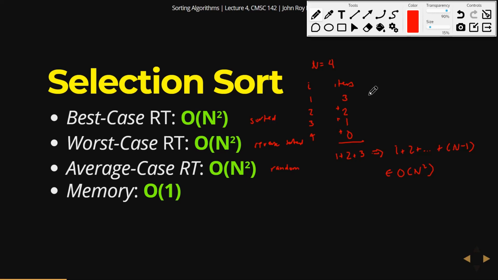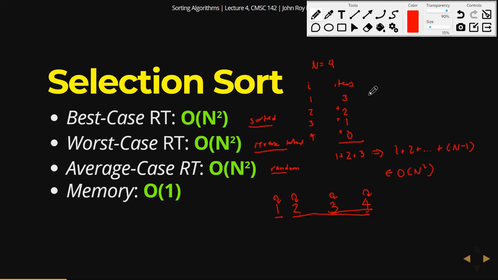Because, regardless if it's sorted or not, or randomized, we'll still do the same thing anyway, right? We'll pick the first smallest element. So let's say it was already like this, 1, 2, 3, 4. So we'll still pick the first element, swap it with this one. Pick the second element from here, swap it with this one. Pick the third smallest element, swap it with this one, and pick the fourth smallest element and stay there.